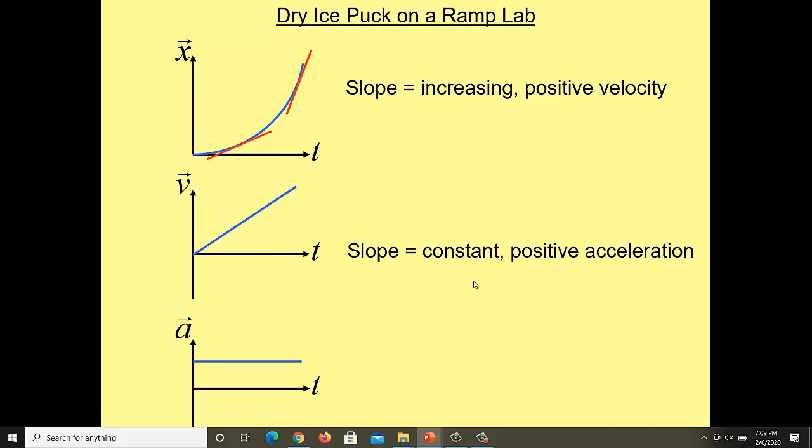And in this unit, we're only going to look at uniform accelerations. So these kinds of shapes are going to be indicative of what we're going to see in this unit. We're going to see parabolic position time graphs. We're going to see diagonal linear velocity time graphs. And we're going to see horizontal acceleration time graphs. All are hallmarks of uniformly accelerated motion.